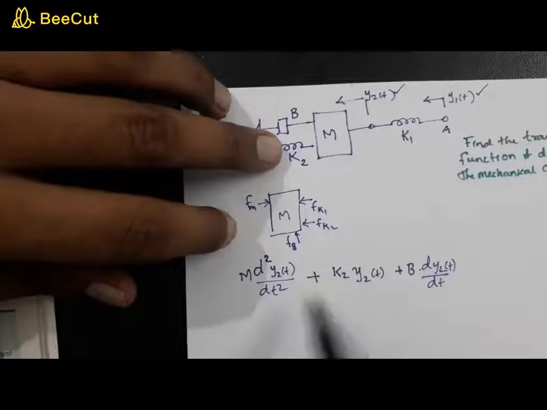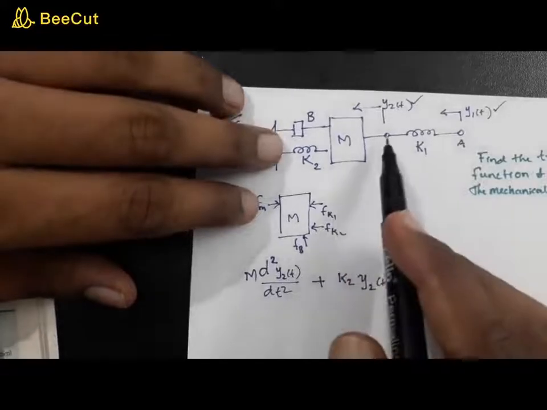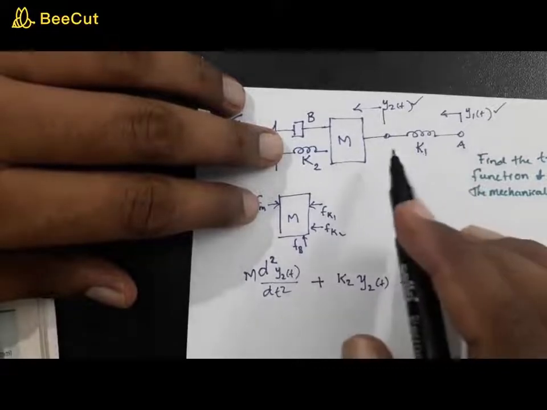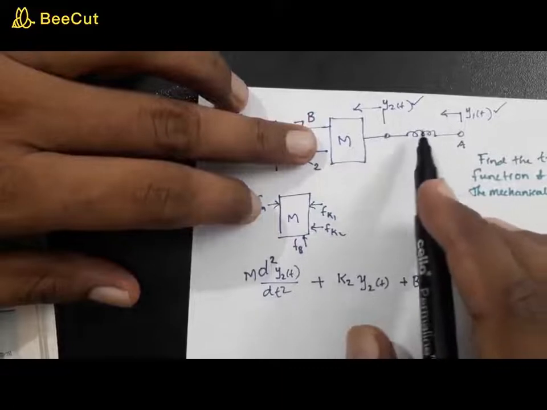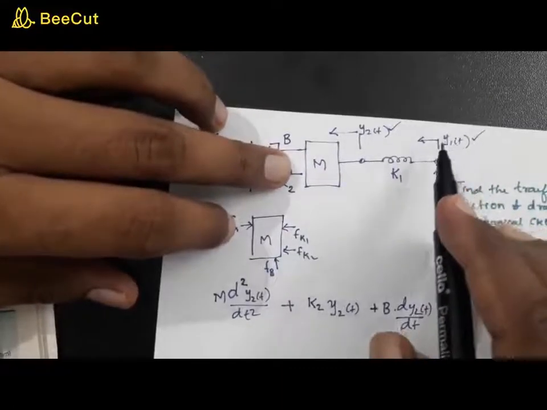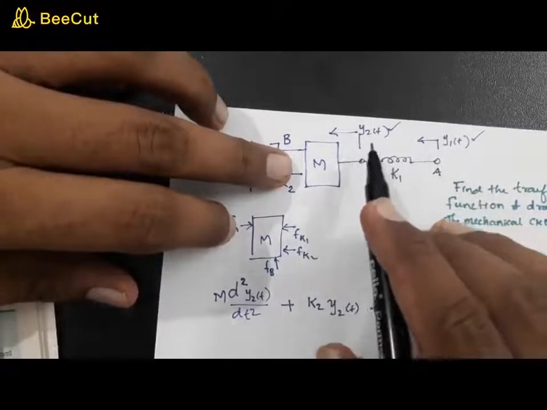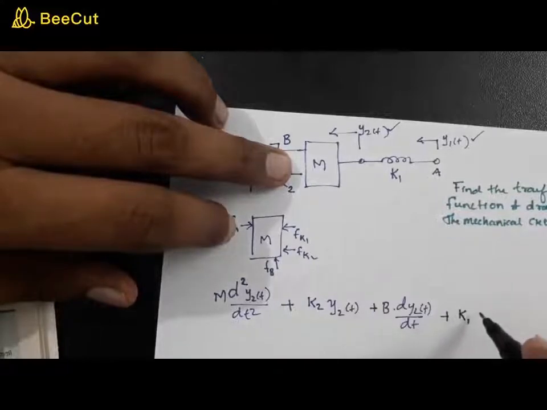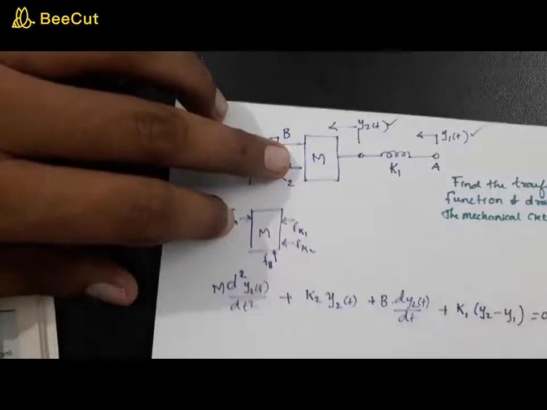Now how many components? Three components, but the diagram again shows Fk2. So there must be another force related to this k1, right? Fk1. So what is this? The spring is under the action of two displacements, y1 and y2. But you are writing with respect to this mass, so you can write this equation as k1 into y2 of t minus y1 of t, and this is equal to 0, right?